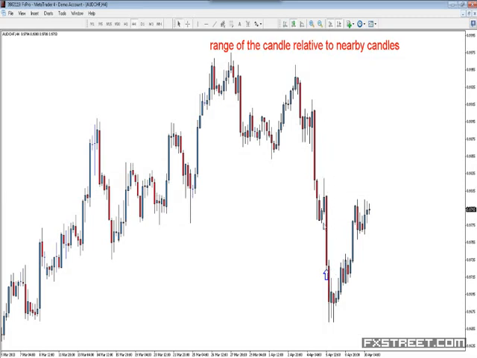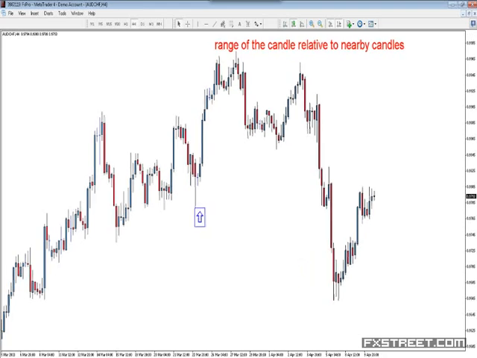What does that tell us? It tells us the market is getting volatile. It doesn't have to close. This candle also happens to close rather bearish, but that's not critical for this. It's just the size of the candle, the range.